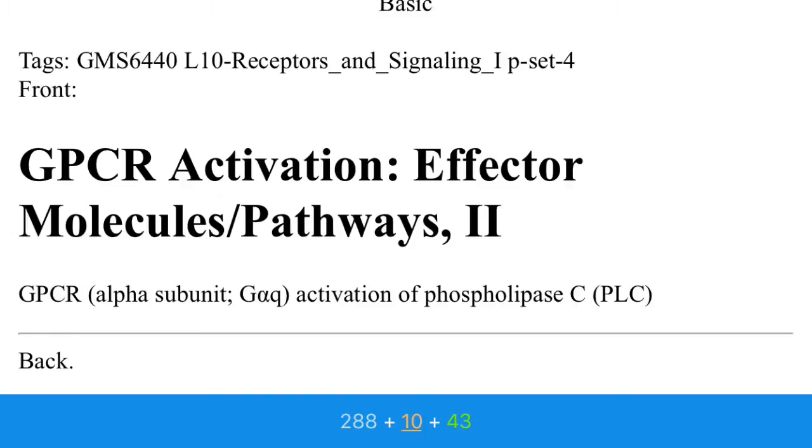No, I'm sorry, PLC. PLC attaches to PIP2, which attaches to DAG, but PLC also activates inositol 3-phosphate, which then goes down and signals to the nucleus to release calcium. No, wait, that wouldn't be the nucleus. It should be the smooth endoplasmic reticulum. Anyway, release calcium, which then resets the whole system. Meanwhile, the PIP2, the DAG binds to the phospholipase C, and that is that part of the pathway.